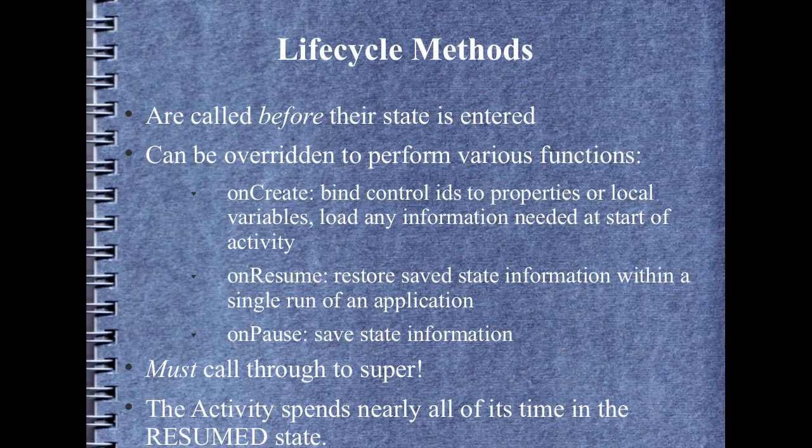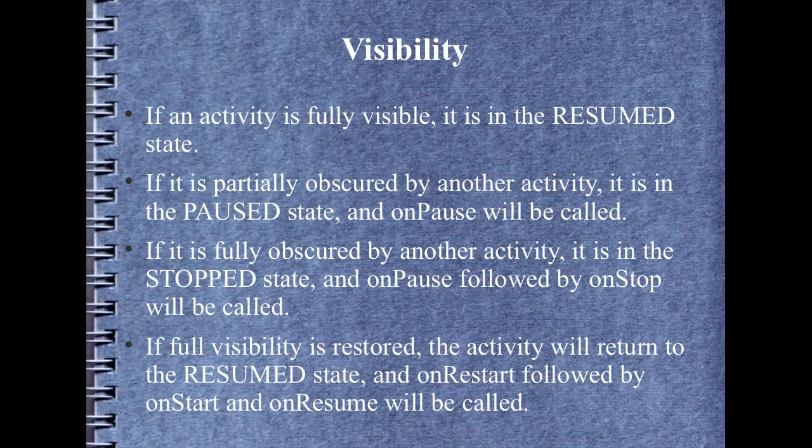Finally, the activity spends nearly all of its time in the resumed state. In other words, in the fully interactive and fully visible state. So what about this visibility concept? Well, we have 6 lifecycle methods. We have 6 lifecycle states. Resumed is fully visible. Paused and started, those 2 states, are partially visible. Started is partially visible because it's coming up. Paused can be partially visible for one of 2 ways.